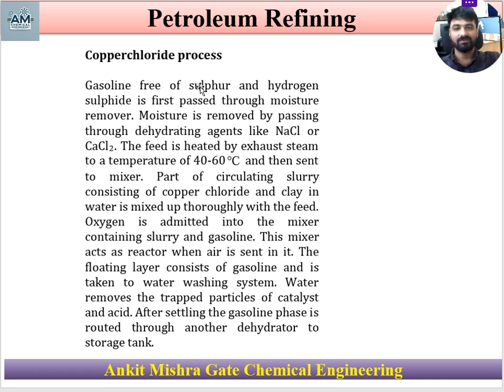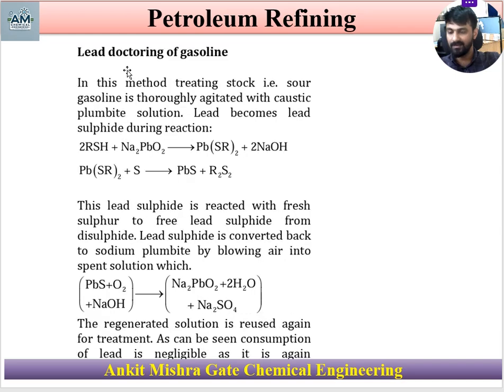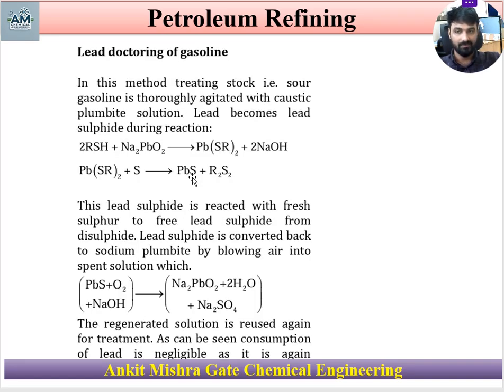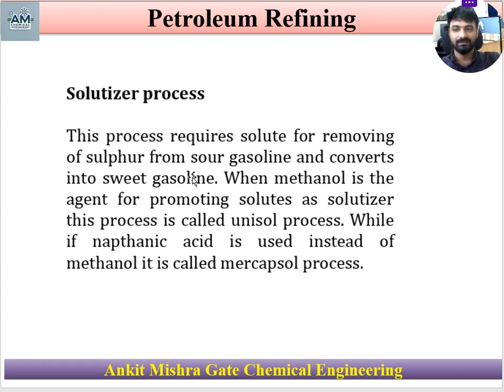Next is the copper chloride process. Here generally CuCl2 is being used to remove the sulfur from the petroleum product, right? So the compound can be asked that CuCl2 is copper chloride, and Na2PbO2 is used in the plumbite Doctor process.